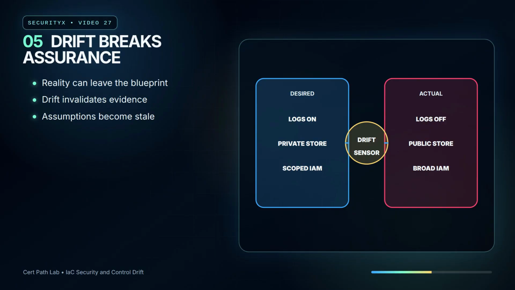Control drift happens when reality no longer matches the approved blueprint. Someone changes a security group in a console. A hotfix disables logging. A temporary exception becomes permanent. The risk is not only that configuration changed. The risk is that your evidence, threat model, and assumptions are now wrong.